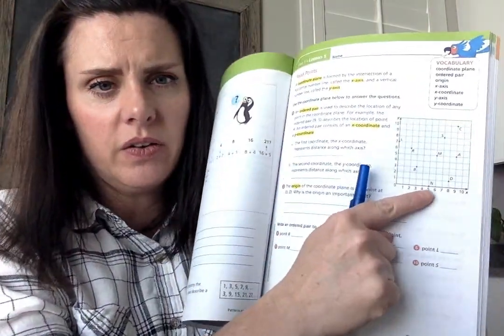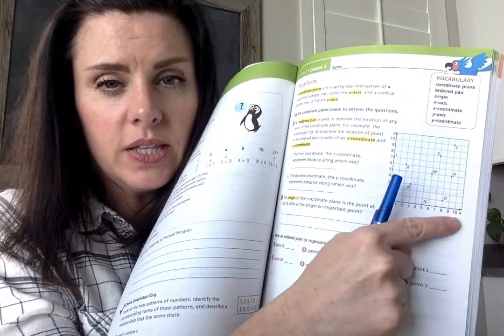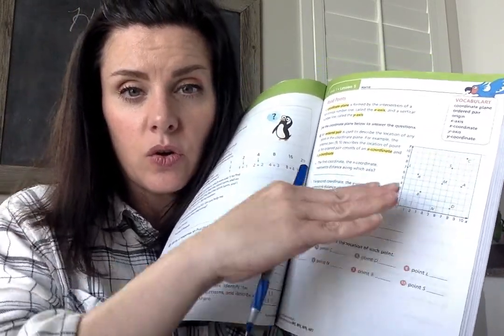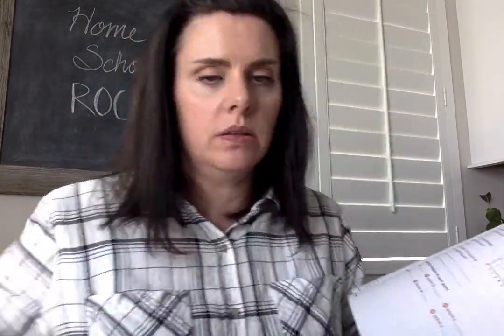Let's go through. Oh, we didn't answer A. But let's go ahead and write those in. So let's look at A. It says the first coordinate, the x-coordinate, represents distance along which axis? Now we said the x is along this one. What did we say it looks like? It's that line that looks like the horizon. So it's the horizontal axis. So you can write x-axis or horizontal.